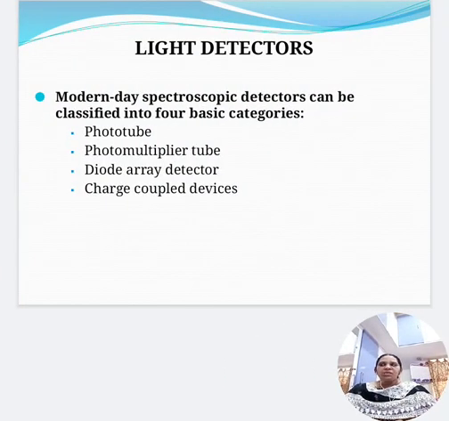So modern spectroscopic detectors can be classified into four basic categories. The first one is the photo tube, the second one is the photomultiplier tube, then we have the diode array detectors and charge coupled devices. These are the four basic categories of detectors.